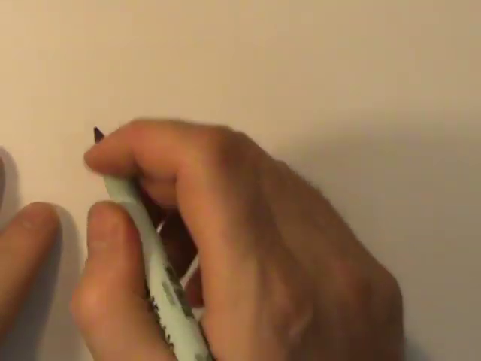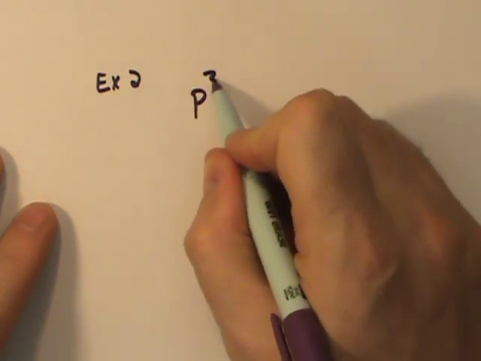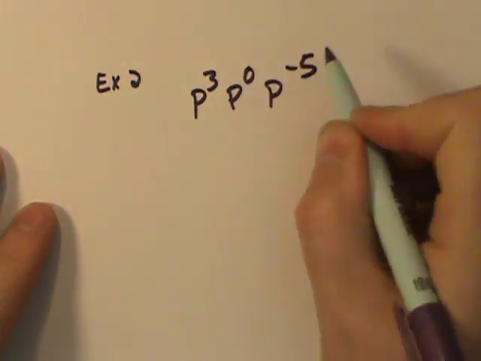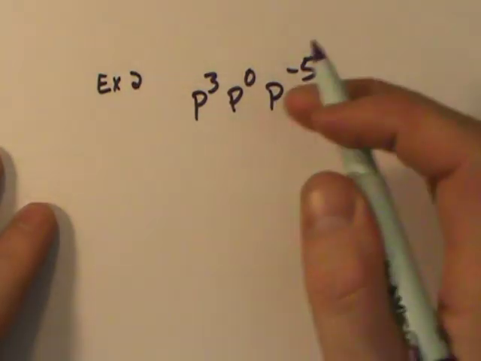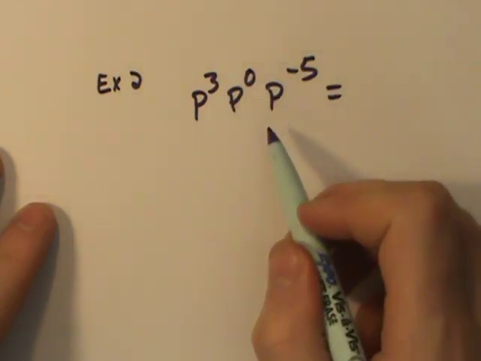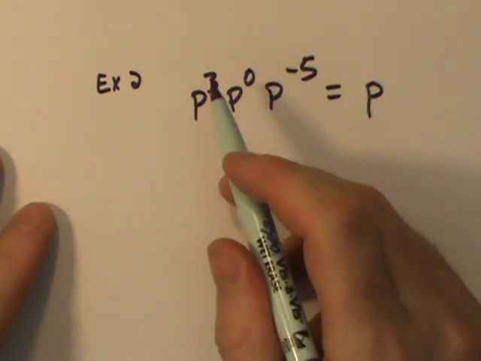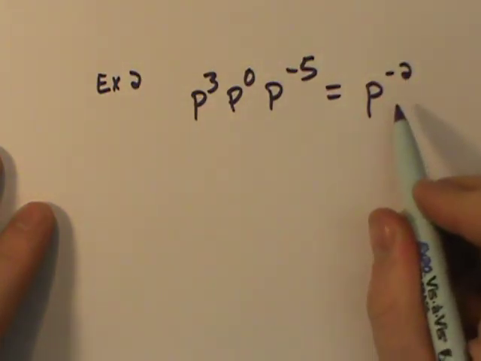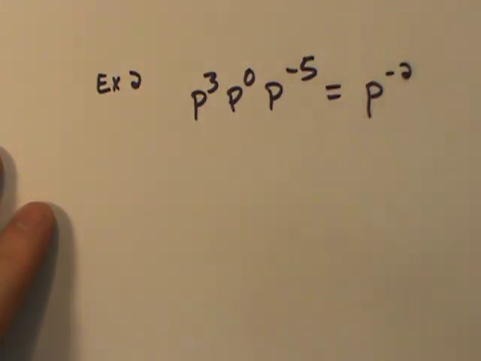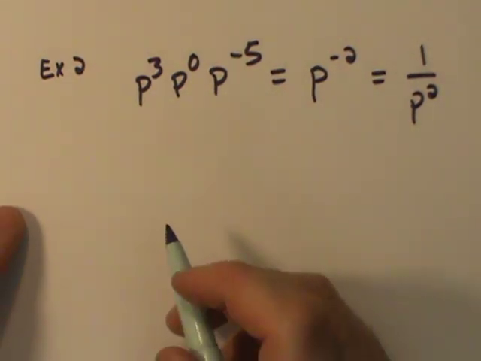An example 2 here, they might say something like this: p cubed, p to the 0, p to the negative 5. Well, with this, they're testing all your understanding of the rules. You could first start off, if you wanted to, by doing base exponent, base exponent, base exponent. Take your common base and add your exponents. 3 plus 0 is 3. 3 and negative 5 is negative 2. Understanding that negative exponents are not allowed as part of your final answer, you could write this as 1 over p squared.